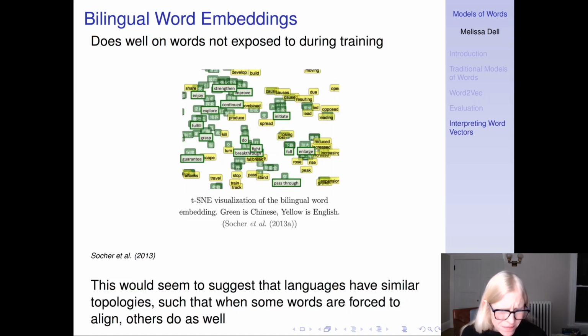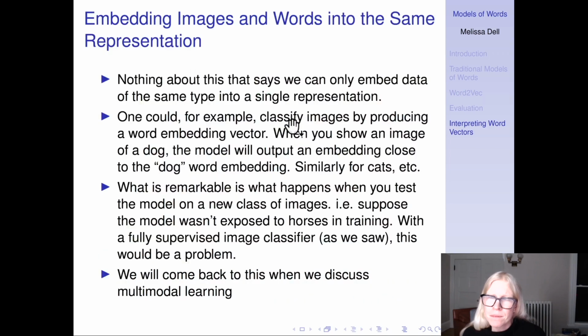The striking thing about this paper is that it did reasonably well on words not exposed during training, which I think is a really interesting point. It suggests somehow that human languages have similar topologies, such that when some words are forced to align, other words align as well.